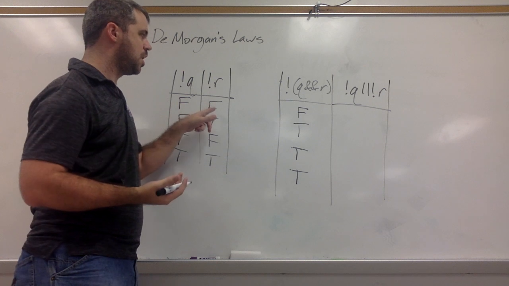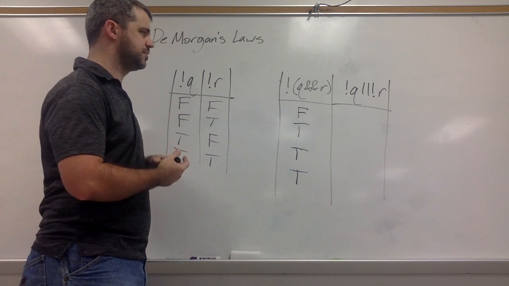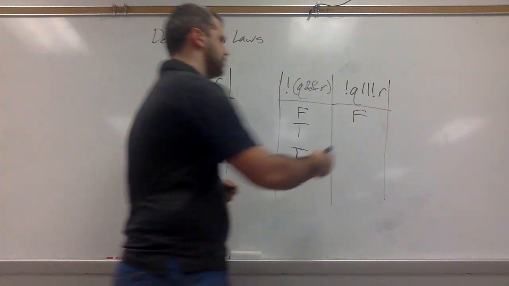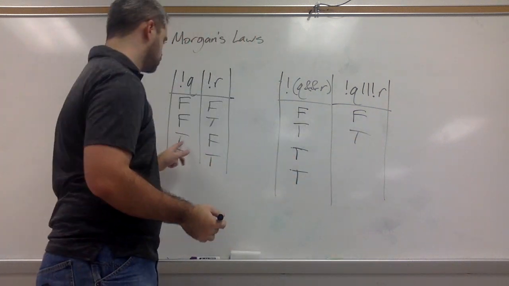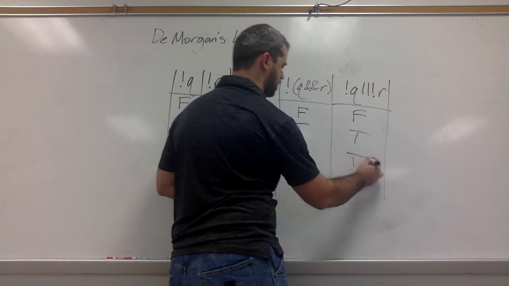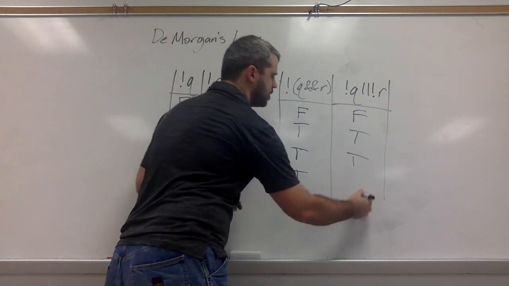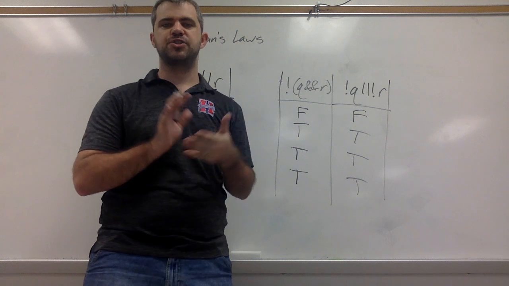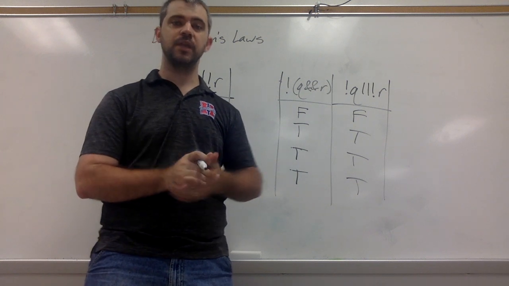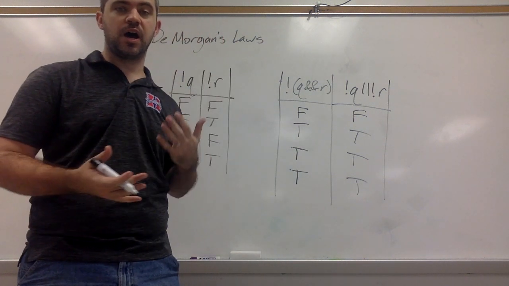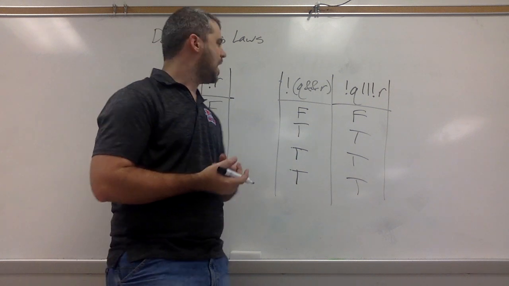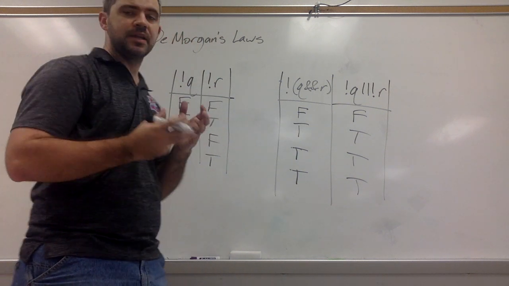So false or false gives me false. False or true gives me true. True or false gives me true. True or true gives me true. So these 2 guys right here are logically equivalent. And this is what DeMorgan's law tells us.